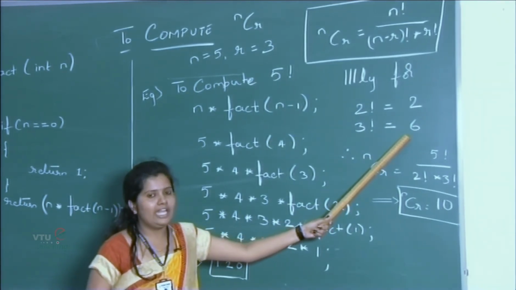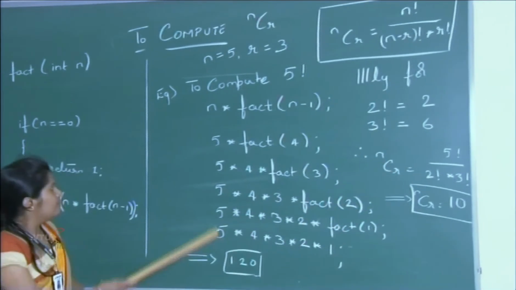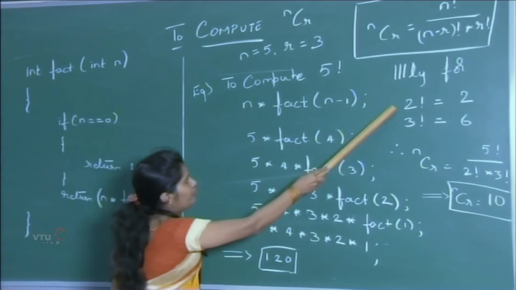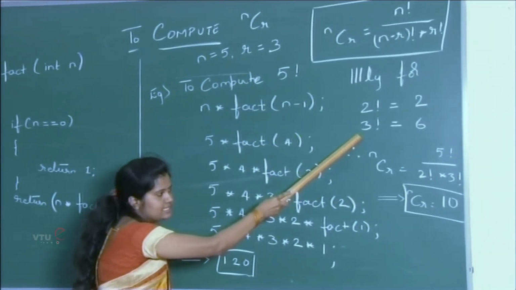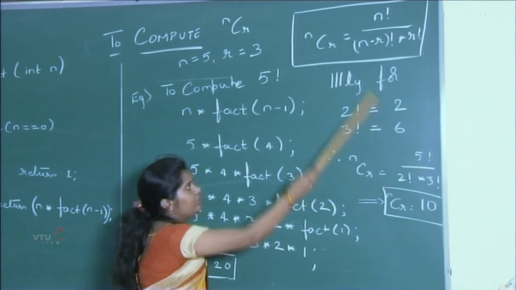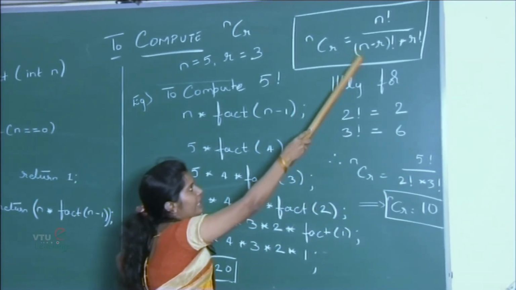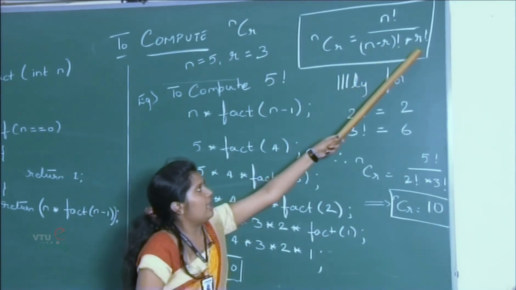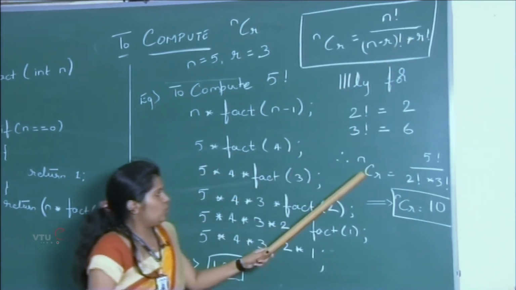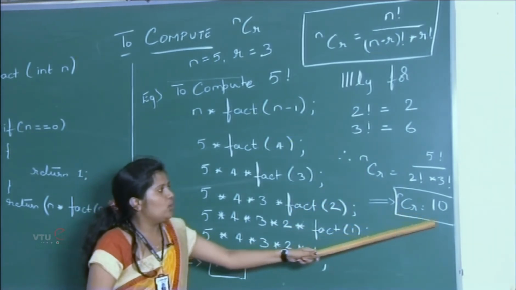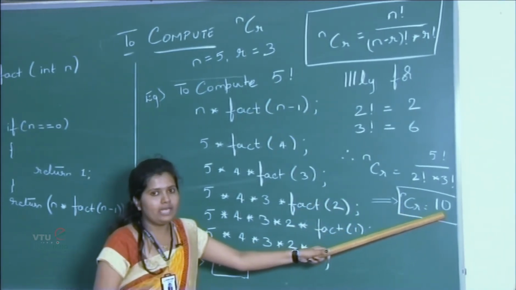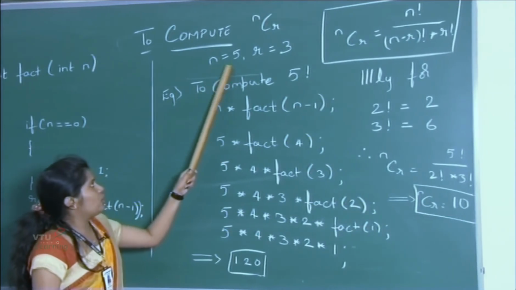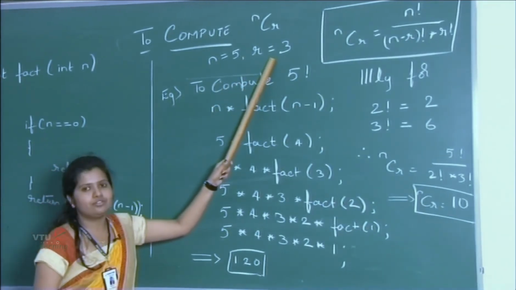Okay, whatever values I have computed for 5 factorial, 2 factorial and 3 factorial will be evaluated in this formula, that is n factorial divided by n minus r factorial star r factorial. So NCR is equal to 10 for the given numbers n is equal to 5 and r is equal to 3. Now the program is ready for compilation and execution.